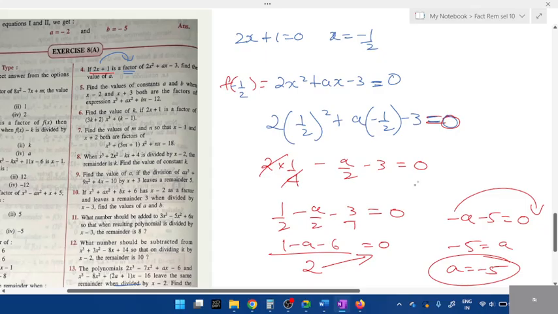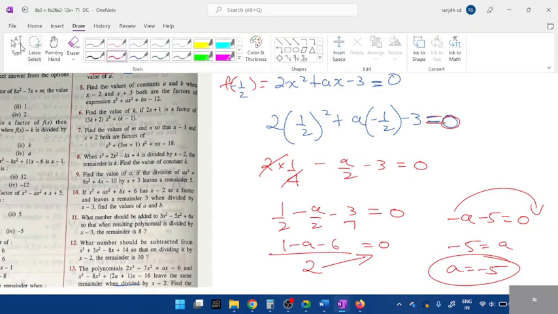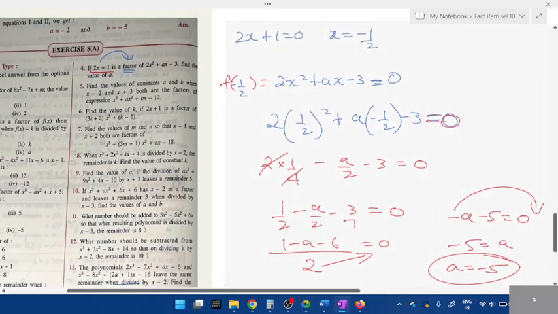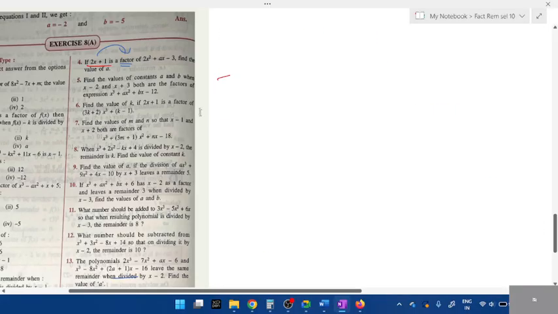Look, we got minus 5, right? Okay, that's it, students. So most of the questions will be related to this, which is known as the factor theorem. If they tell us it is a factor, take it as 0. Next question.